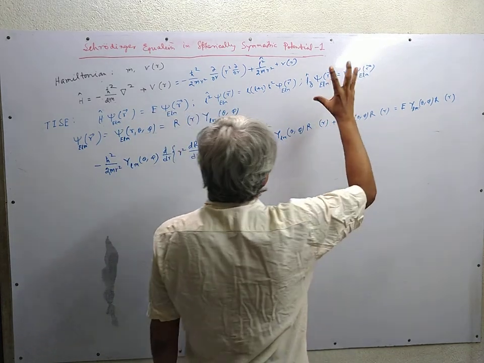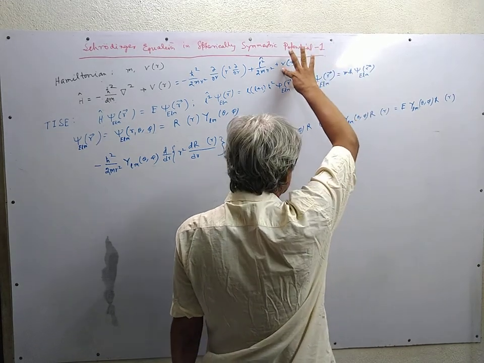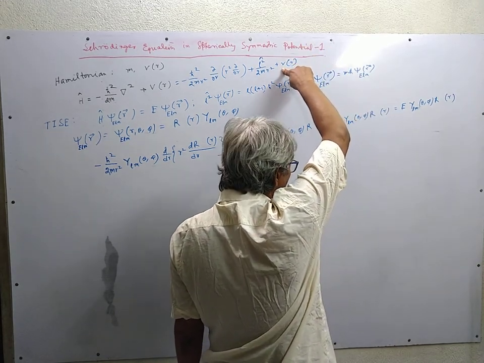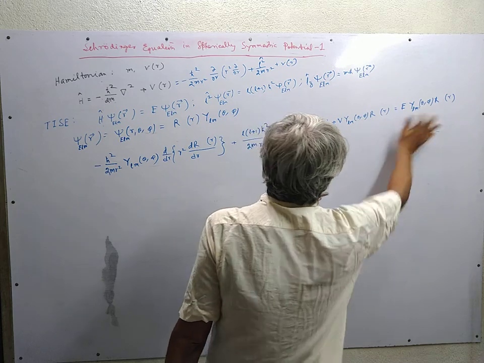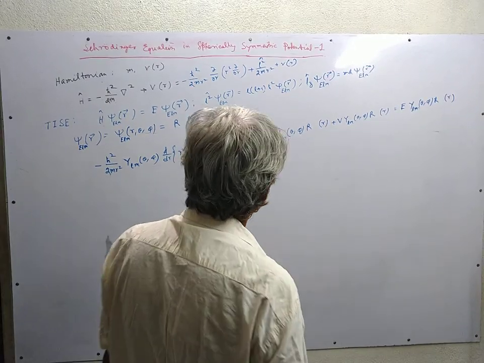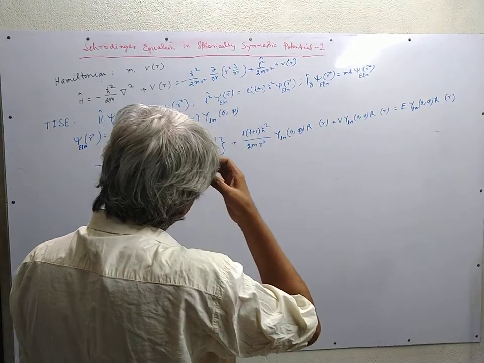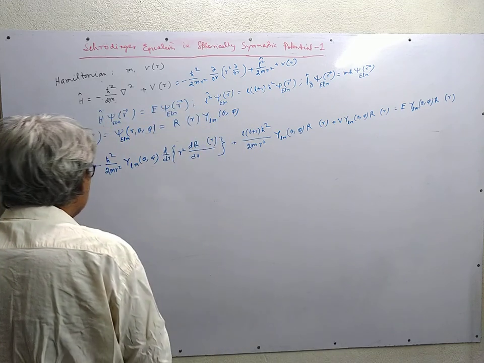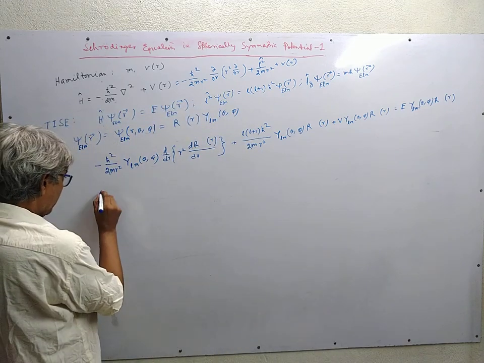And since V has only r dependence, it is of this form. And for a non-trivial solution, we can divide either side by Y_lm. So we get the equation like this.